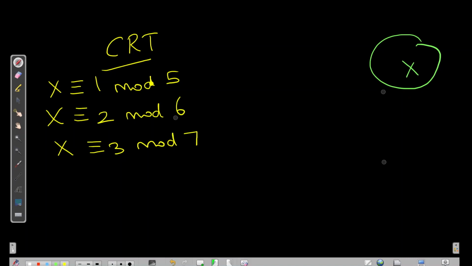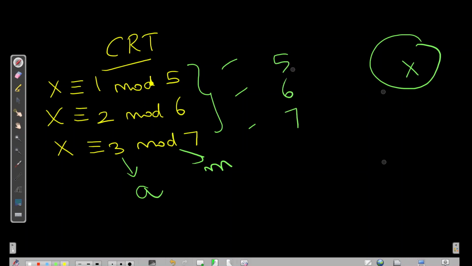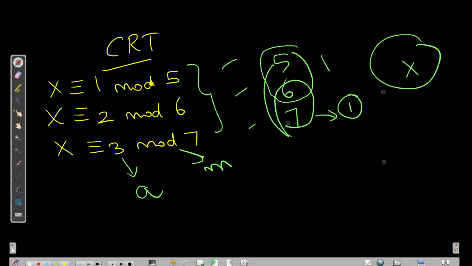So from the definition, we know that these are all the a values and these are all the m values. And we have one condition: m1, m2, m3, that is 5, 6, 7, should be relatively prime to each other. Let us look at 5 and 6. What is the GCD? There is no common divisor. And 6 and 7, there is no common divisor. And also 5 and 7, both are prime and they are co-prime to each other. We already discussed that two consecutive numbers are always co-prime to each other, in the previous video on co-prime numbers.